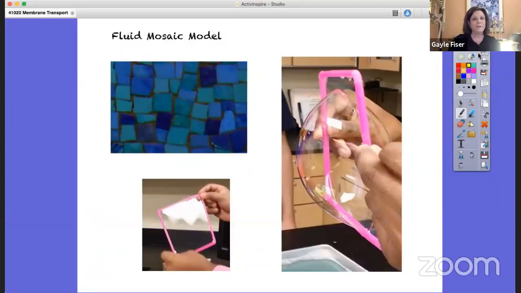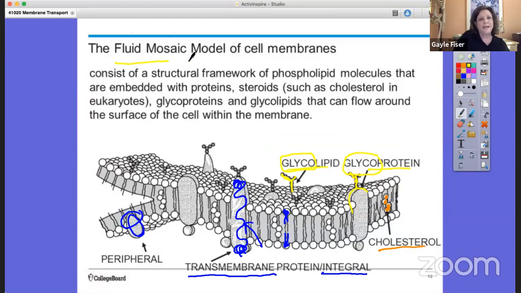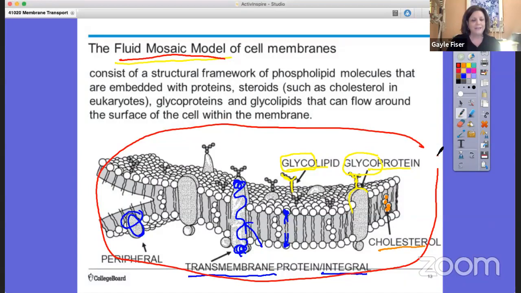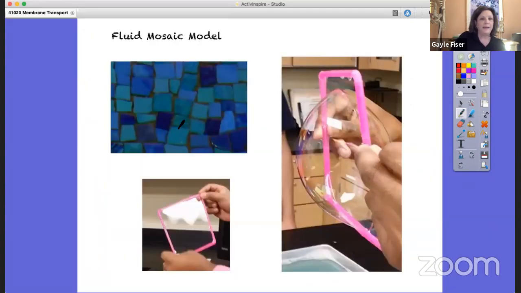All right, so I was talking about the fluid mosaic model and where that comes from. So fluid mosaic model, first of all, let me get a different color. Fluid mosaic model means that it's fluid, it's moving around, it's dynamic. This whole thing right here, it's not static, it's moving, those proteins are moving, and if you were looking at the surface of a cell, then it would look like a mosaic tile model, okay? So that's where the name comes from.